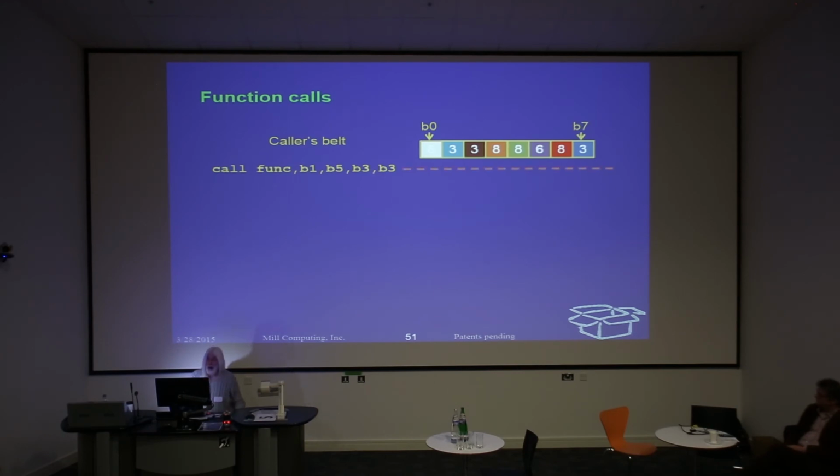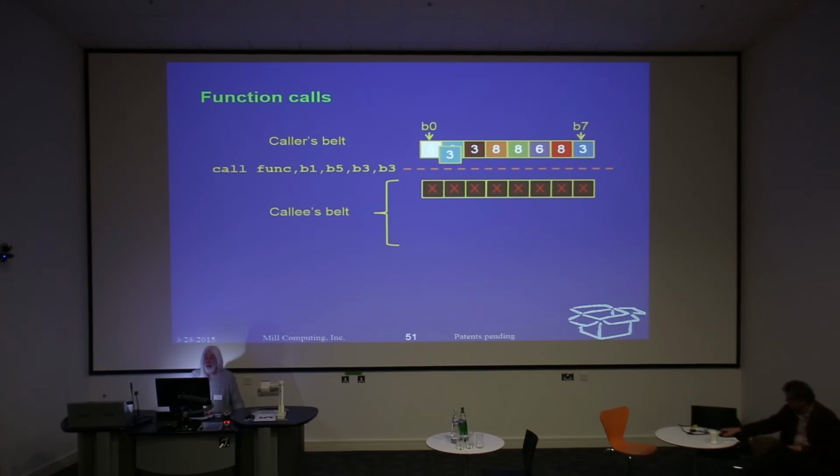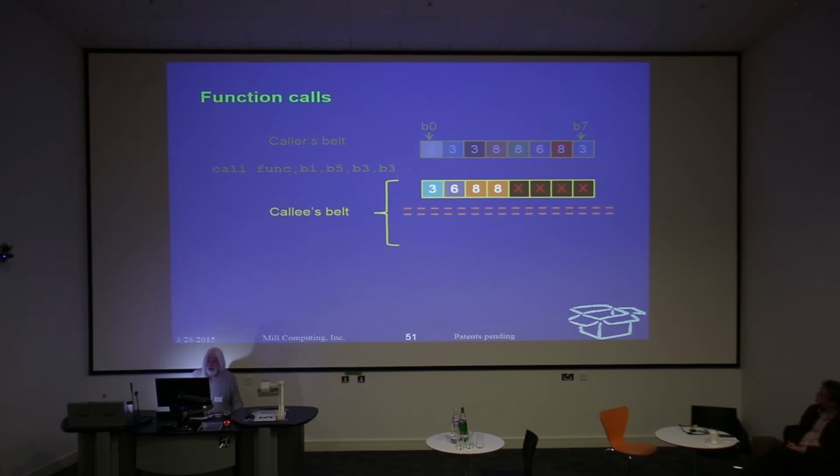That dotted line means a cycle boundary, and 1 cycle later you're now in the callee, and he starts off with an empty belt, no contents at all. But the hardware drops the arguments into that belt. So when you start in a newly called function, all of what would be registers in a conventional machine are not only cleared, but in fact they don't even exist, because if you attempt to reference one of those, it'll fault.